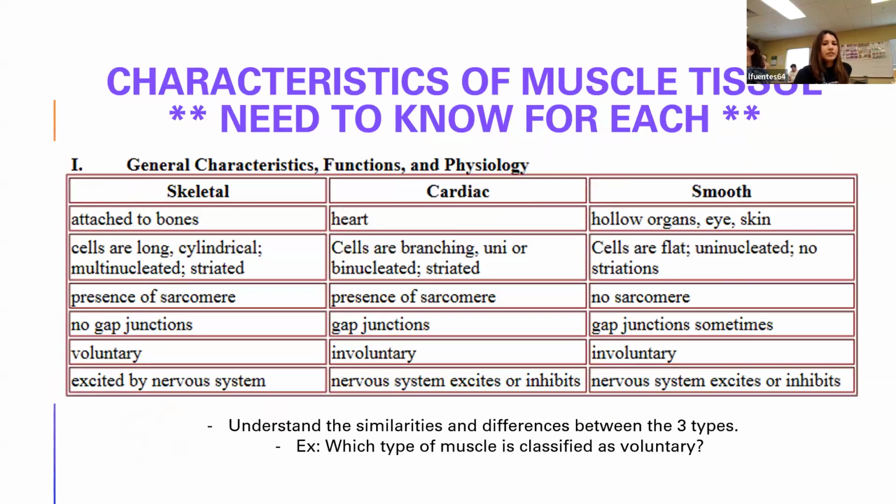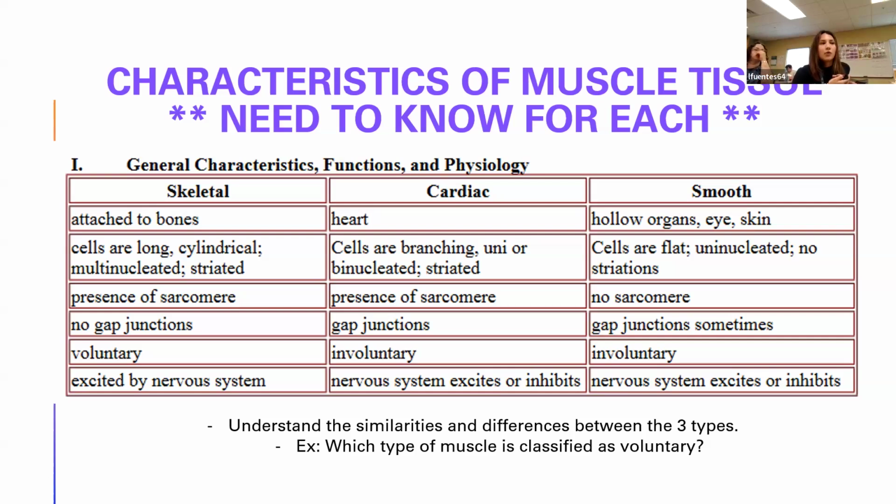These are characteristics of muscle tissue. I got this from, I believe, the notes that the professors put on Canvas. If you don't have access to it, let me know. I can email it to you. But basically, these are just the general characteristics, functions, and physiology for each muscle tissue. You need to know the specific characteristics for each, and then understand the similarities and differences between the 3 types.